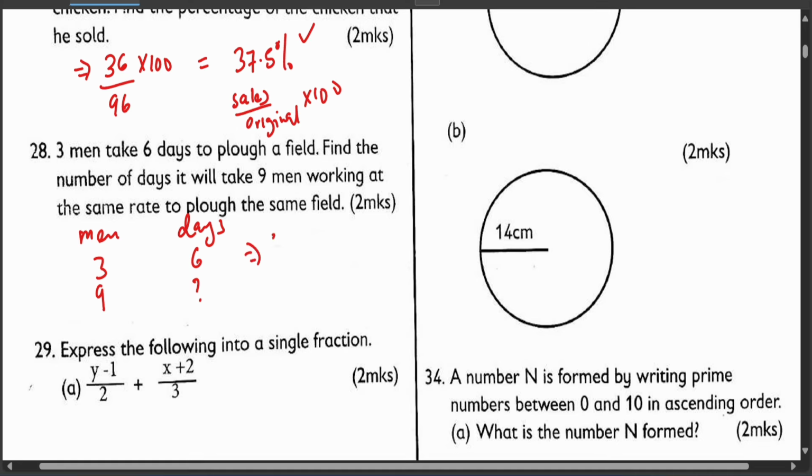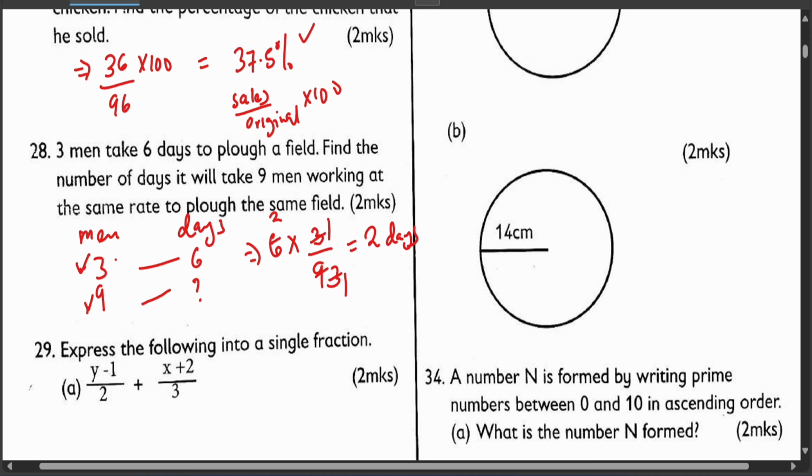First, above the question mark write 6, then write a multiplication sign. Now if 3 men can take 6 days, how about 9 men? Will they take more days or less days? Obviously they'll take less days, because they are many, so they will finish the work in lesser time. So you take the lesser, which is 3, divided by the more. So between this and this, you choose this over this. So 6 by 3, 3 by 3, giving you 2 days.